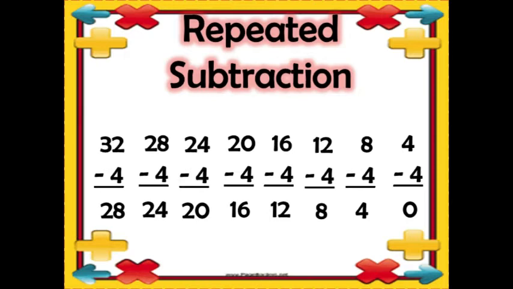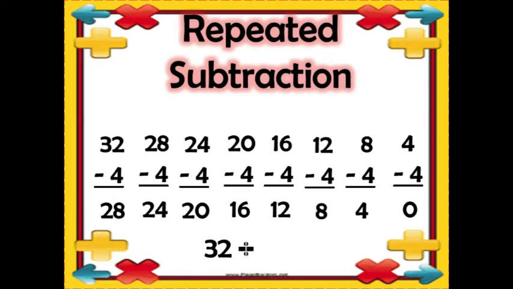We can also write a division sentence using the repeated subtraction. First thing we have to do is look at the first set of numbers that is being subtracted. We have here 32 minus 4 is equal to 28. All we have to do is look at the minuend. The minuend in the first set of subtraction is 32. So we are just going to write the 32.